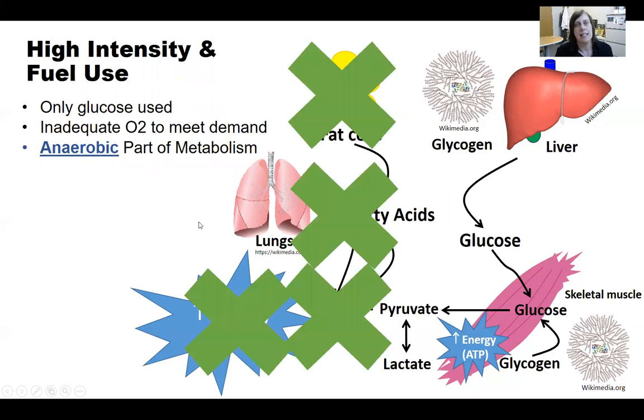What about on high intensity? So think about this as like a 100-meter sprint or a fast break in basketball. And in this case, we're in the anaerobic part of metabolism, meaning that oxygen cannot get from the muscle cells adequately to meet the demand of the muscle to sustain the movement.